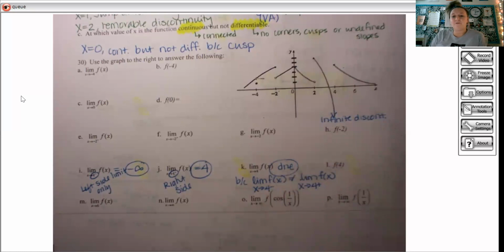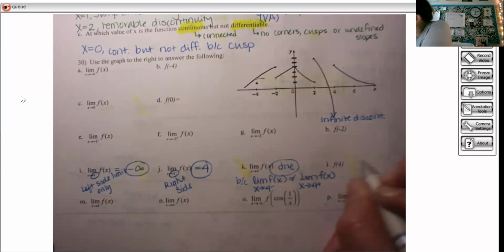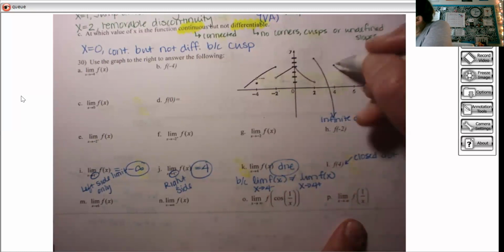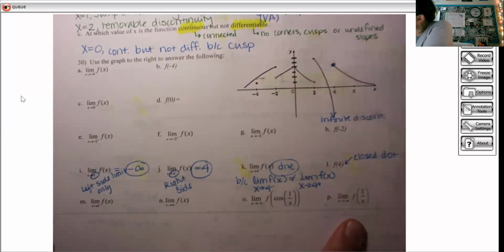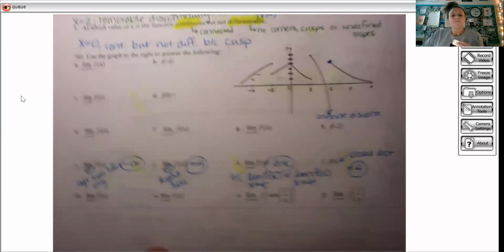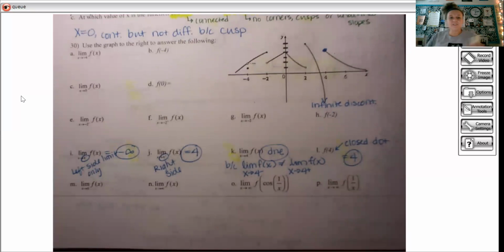Let's take a look at letter L. I want f of 4. Remember, I am looking for a closed dot for f of 4. And so when I look at 4 here, I see there is a closed dot here. It looks like it's at a height of 4. So remember, with limits you're checking to see if they're headed to the same point. But f of 4 is a y value. All that you need is to know how high the y value is. You don't need to check the left and the right sides.